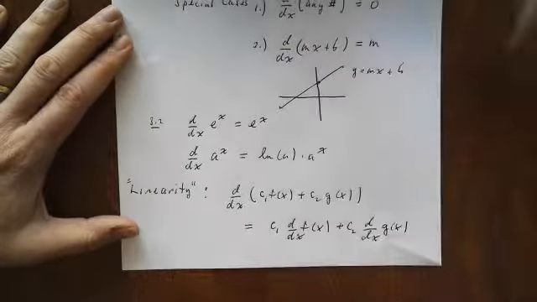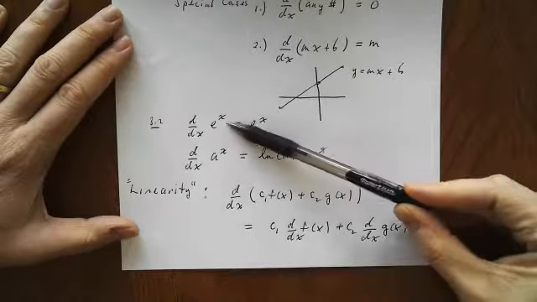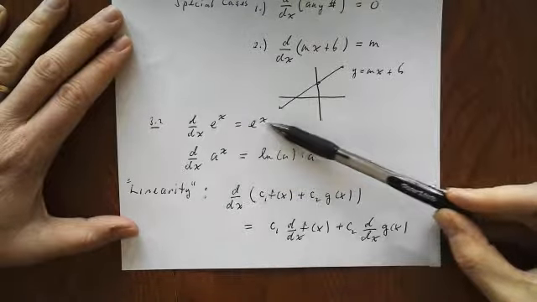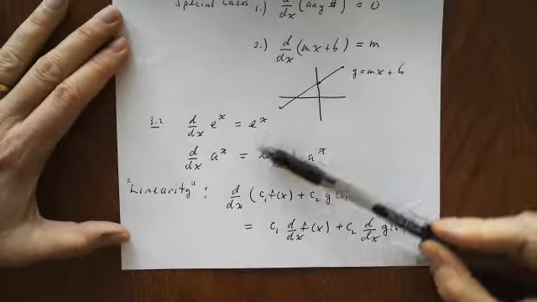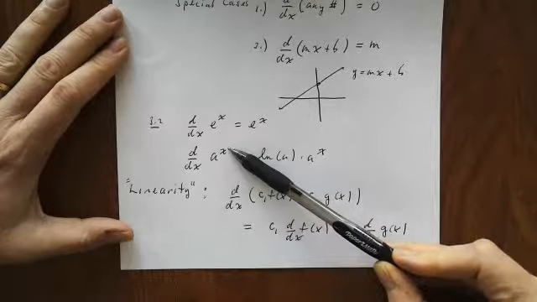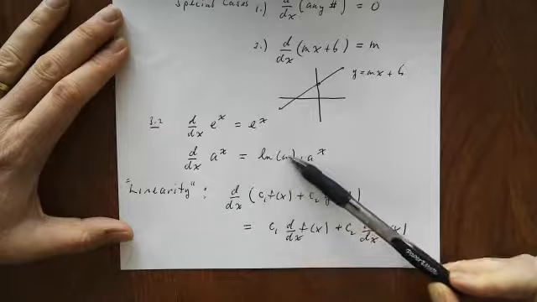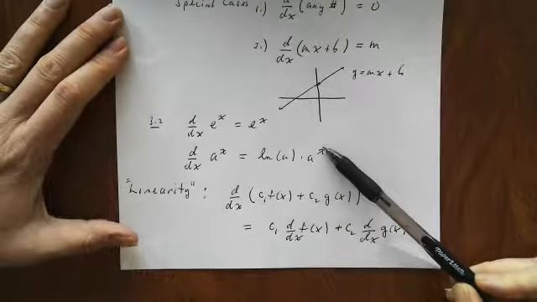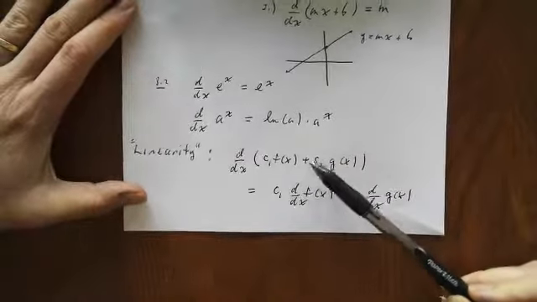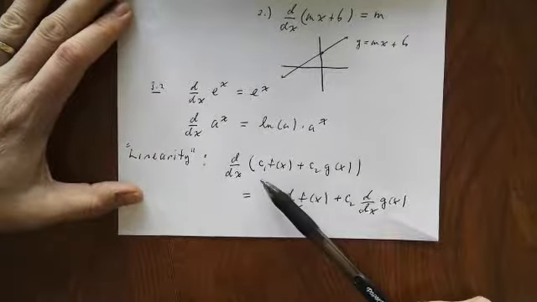We also know from section 3.2 that the derivative of the exponential function is e to the x. And more generally, if we have some other exponential function, a to the x, the derivative function is the natural log of a times a to the x. And then another important tool we have is what I refer to as linearity.